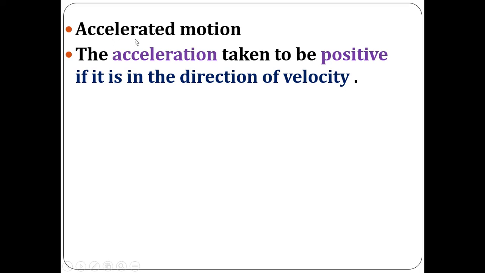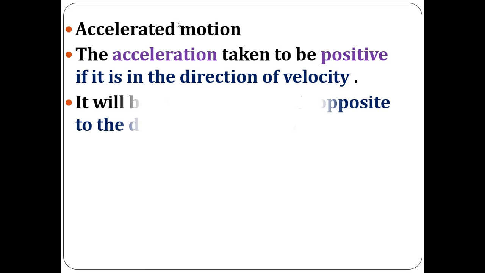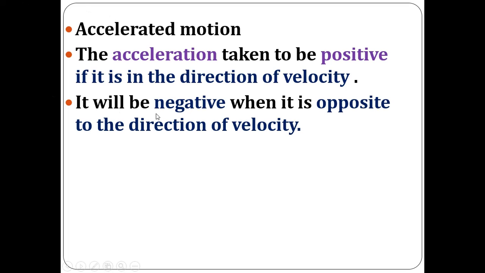Now, if it is an accelerated motion, the acceleration is taken to be positive if it is in the direction of velocity. So if the rate of change of velocity is in the direction of velocity, the acceleration value will be positive. But it will be negative when it is opposite to the direction of velocity.